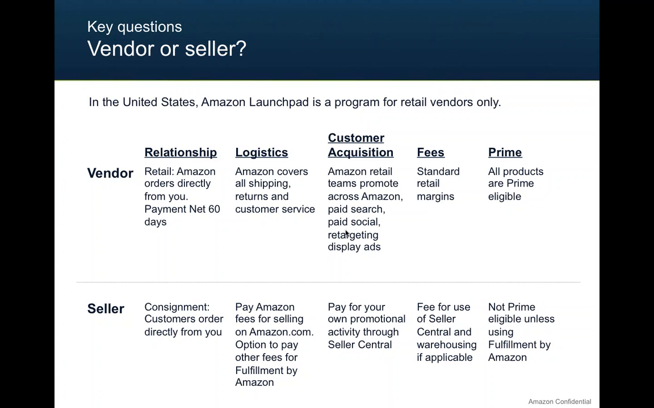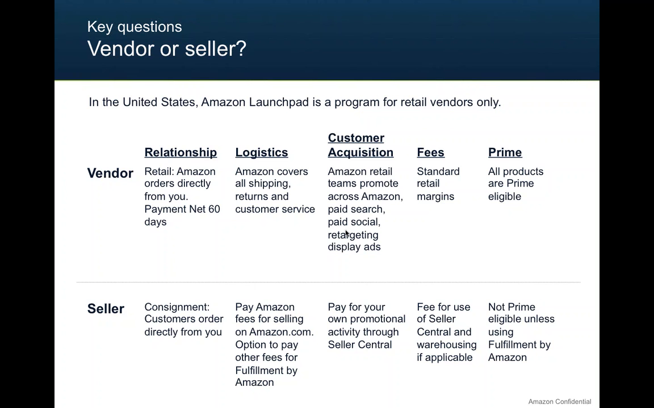On a seller side of things, also known as the 3P model, third-party model with Amazon, it's consignment. So the customer is ordering directly from you. You go on, you list your product. It's listed on Amazon.com. Customers are placing those orders, and you're fulfilling those orders, as the customer is technically ordering directly from you.